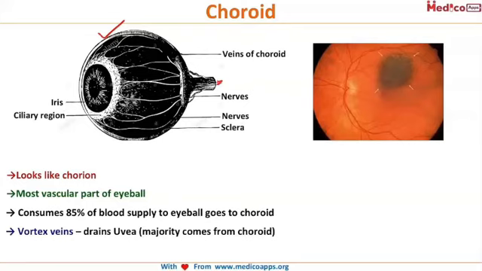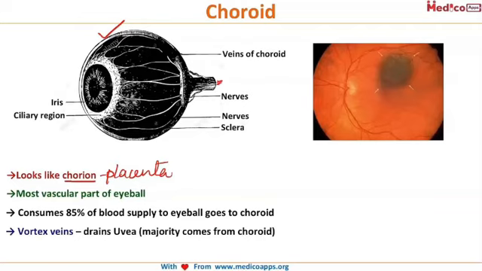Okay. Now, coming to choroid proper, why is it called choroid? Choroid is called so because it resembles the chorion of the placenta. You all know there is amnion and chorion to the human placenta. So, the choroid resembles chorion. So, chorion like means choroid. Okay. Now, it is the most vascular part of the eyeball and it consumes about 85% of the blood supply that goes to the eyeball. 85% of blood supply to the eyeball is taken by your choroid.